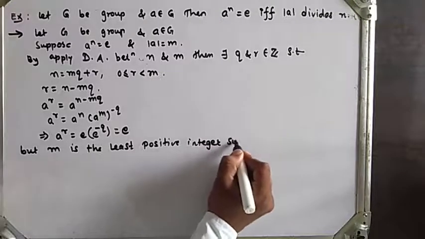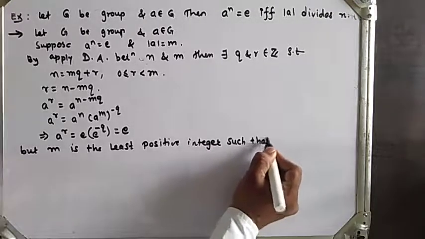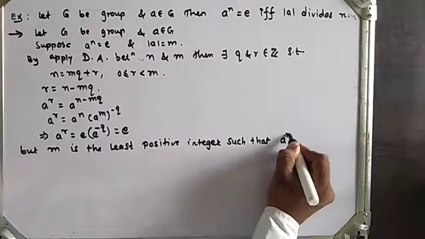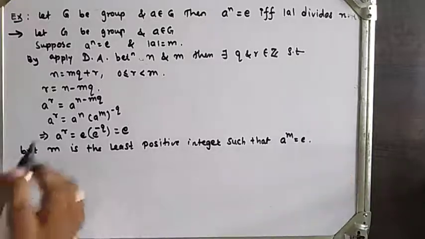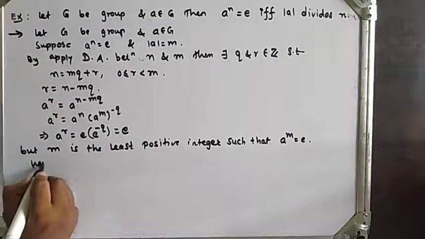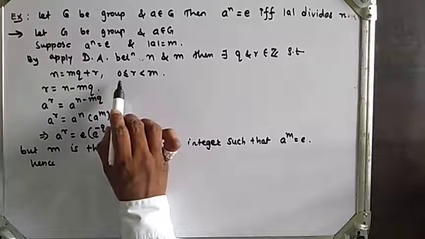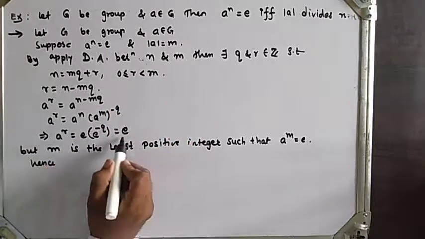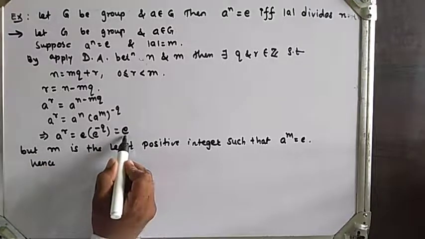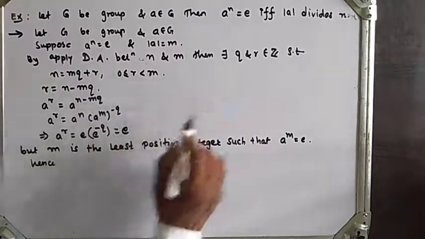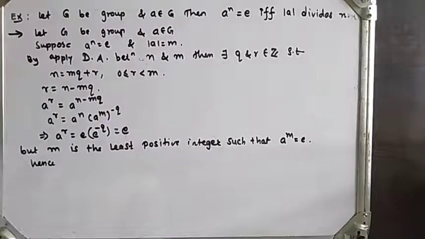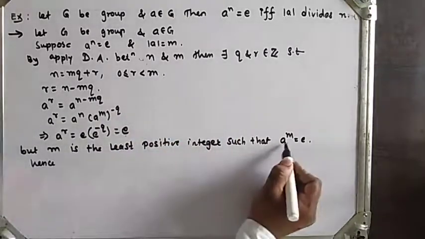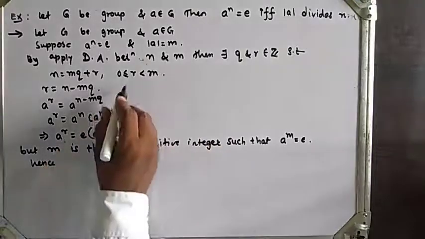But m is the least positive integer such that, what we have assumed, order of A is equal to m means A raised to m is equal to identity. Hence here 0 less than or equal to r less than m, and here what we get? A raised to r is equal to identity. So we have assumed that m is the least positive integer such that A raised to m is equal to identity, and in that case I get A raised to r is equal to identity.